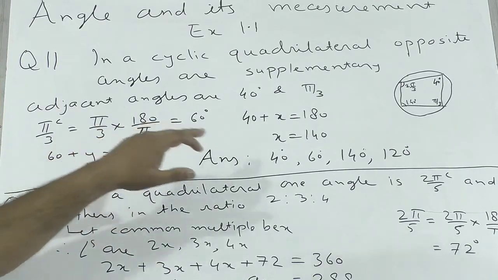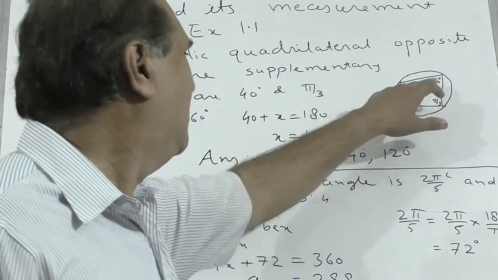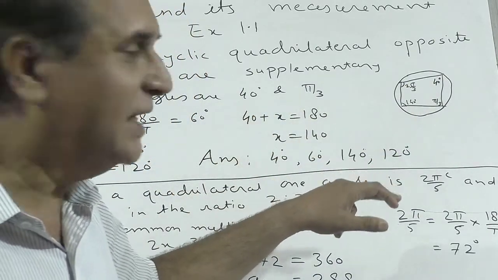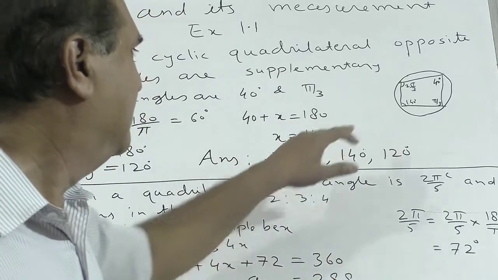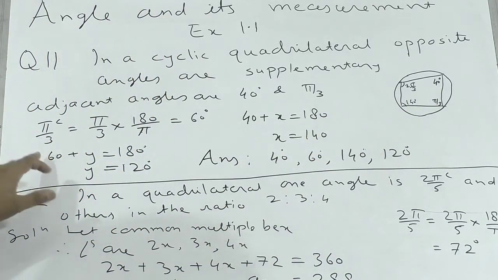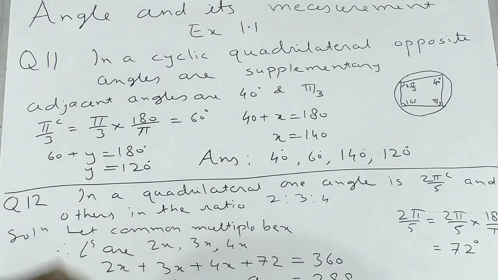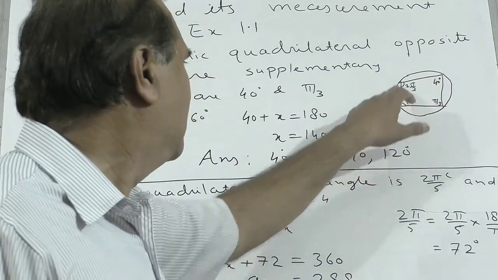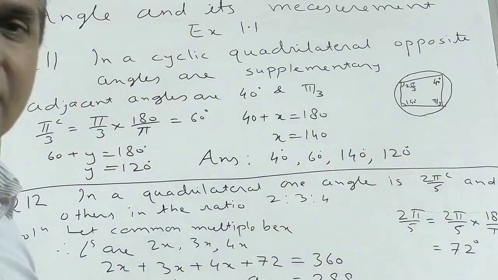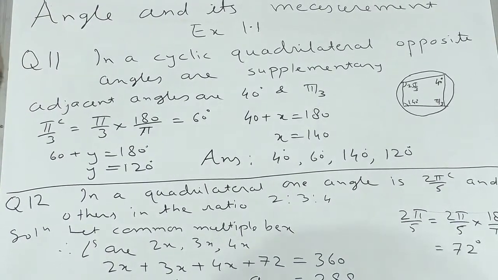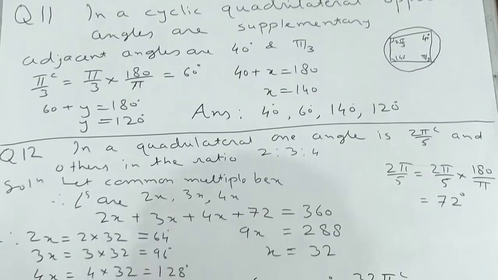Now 60. Let the angle opposite to 40 be x. So 40 plus x is 180, supplementary angles. x is 140. One angle we got. Let the angle opposite to 60 be y. 60 plus y is 180, also supplementary, 60 shifting that side. y is 120. So the answer is 40, 60, 140, 120. Understood? Simple? Okay.